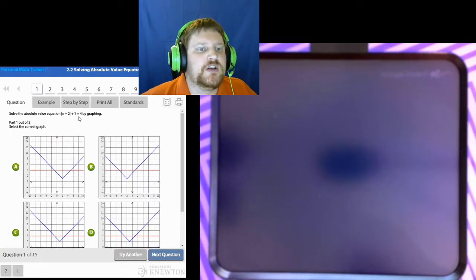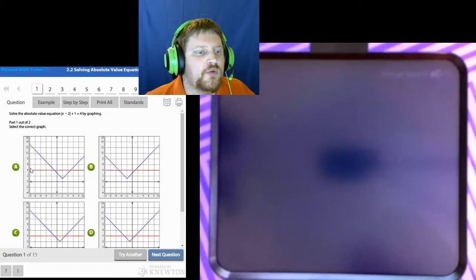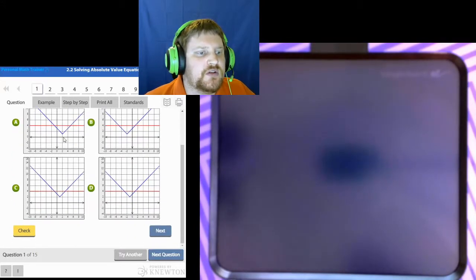So since it equals 4, we're going to look for one with a red horizontal line at 4, and it looks like all 4 of our graphs have that. Other than that, we need a graph that has been moved 2 spaces to the right and 1 space up. So 2 spaces to the right, 1 space up. Looks like it's going to be A.